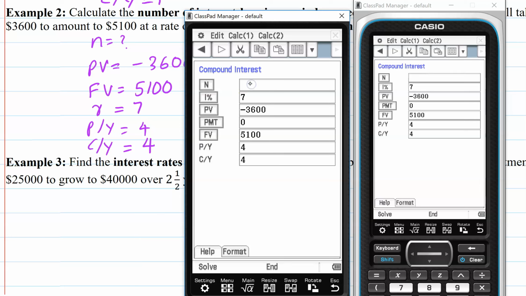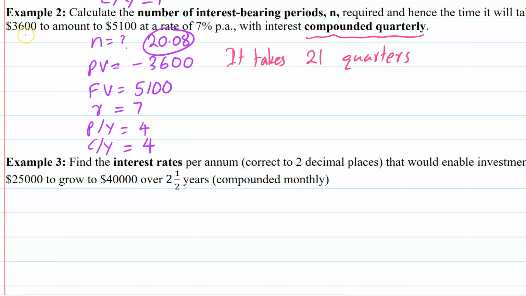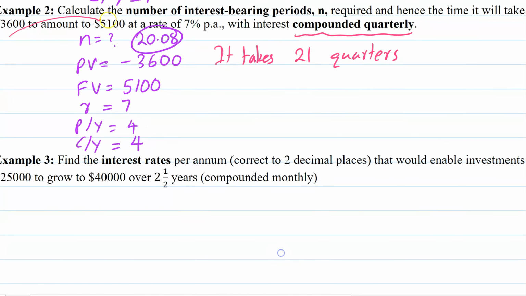Now if I leave my cursor in that box and click on N, it becomes 20.07, or in this case 20.08, which means this is in quarters. Hence it takes 21 quarters. You have to round up always. 21 quarters for this number 3,600 to grow to 5,100.